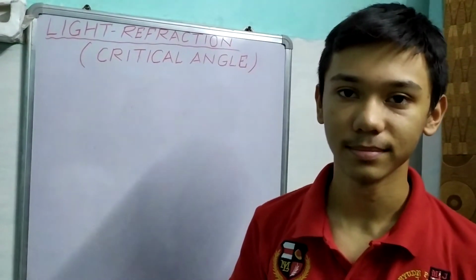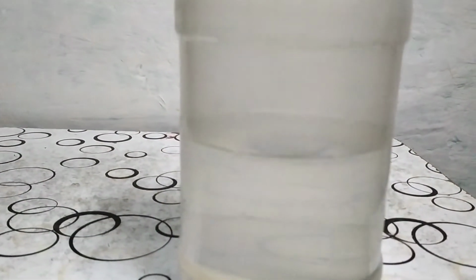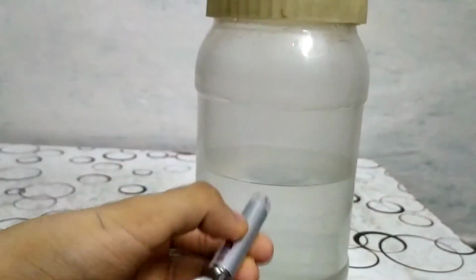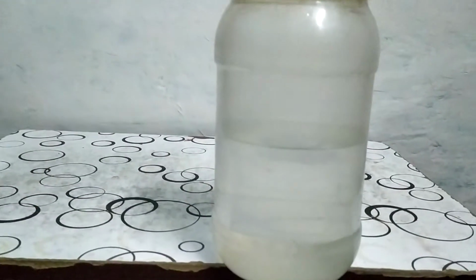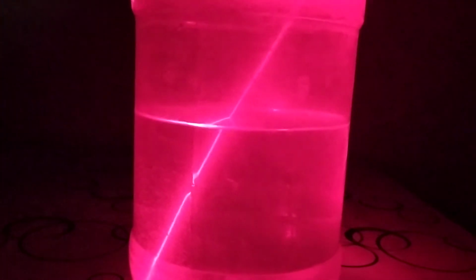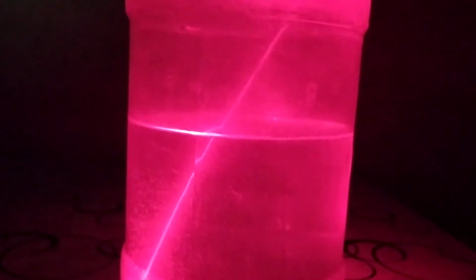Well, we'll see. So here's the apparatus. This is the jar. You might remember it from our previous experiments. And I've got this laser. Okay. Now let me switch off the lights and incident this light from water to air. Okay, you see clearly it bends away from the normal. So if you draw the normal, which is nothing but a line perpendicular to the plane of water, as you can clearly see, it is bending away from the normal.